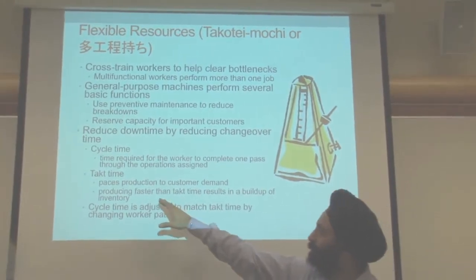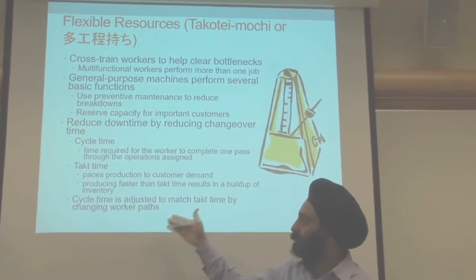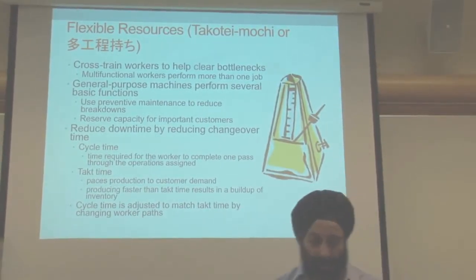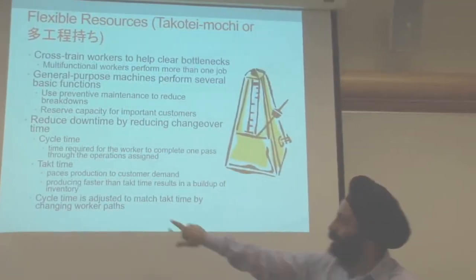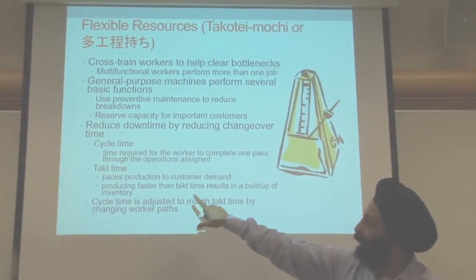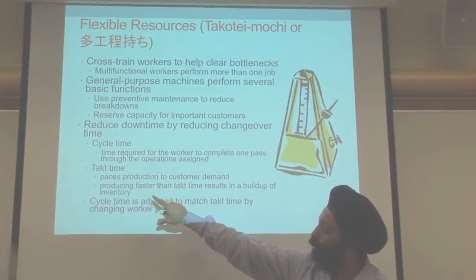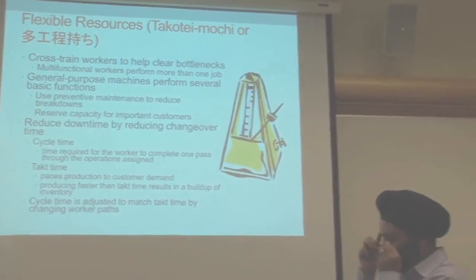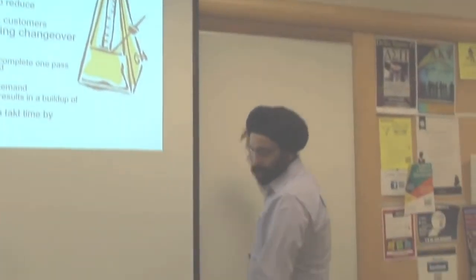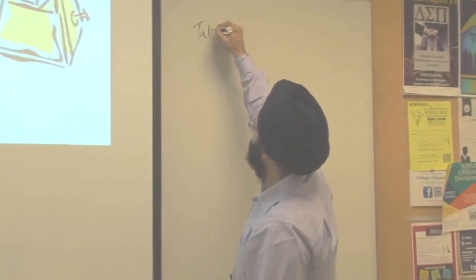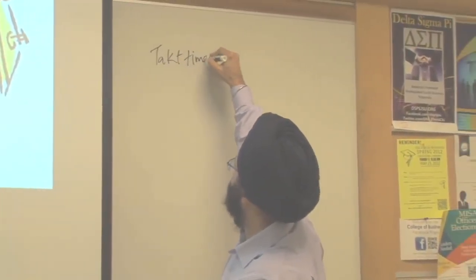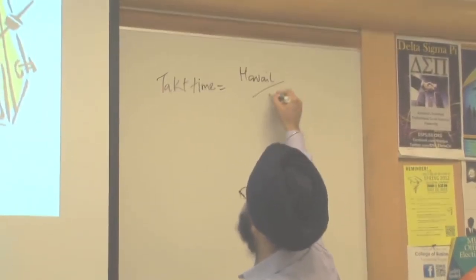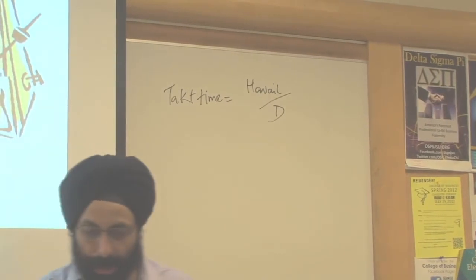Producing faster than takt time results in a buildup of inventory. Cycle time is adjusted to match takt time by changing worker paths in this case. So typically the idea is to make sure takt time paces the production to customer demand. In this case, let's just look at it. The takt time is basically hours available divided by the demand.